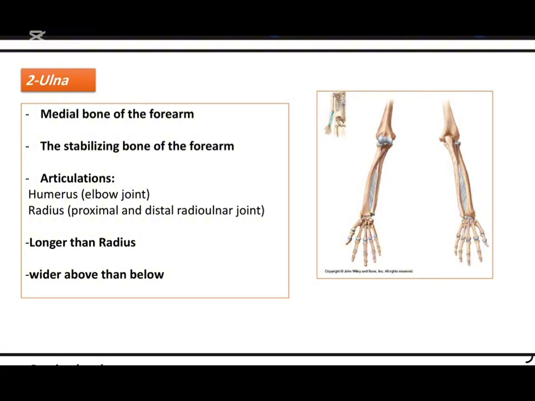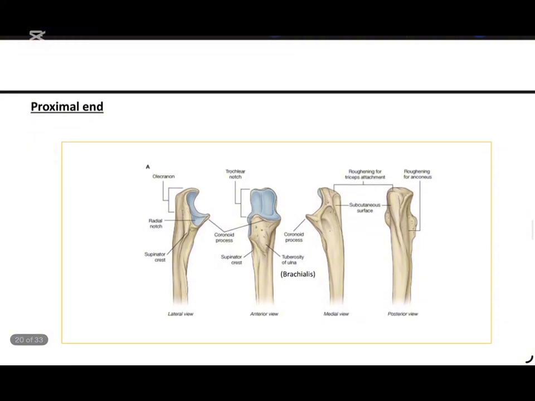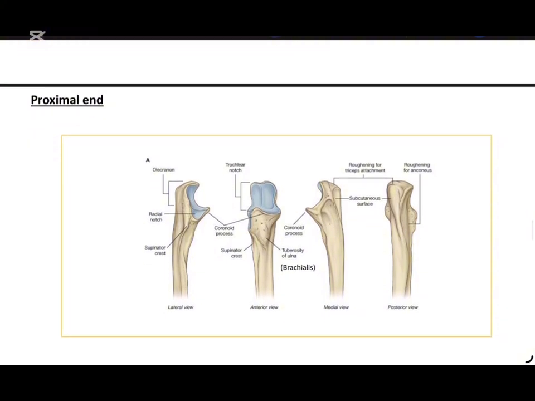Here, this bone is opposite to the radius, so it is wider above. As I go down, it becomes narrower, okay? What about the proximal end? You see the proximal end like an English wrench, like this. So it has a notch in the middle.